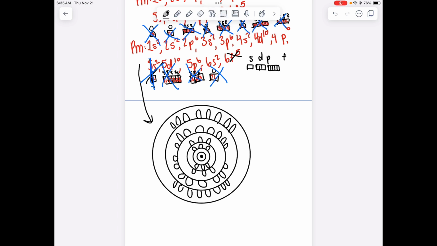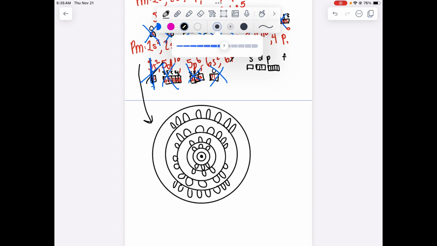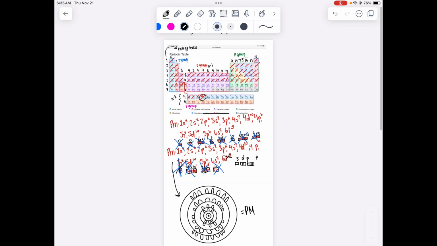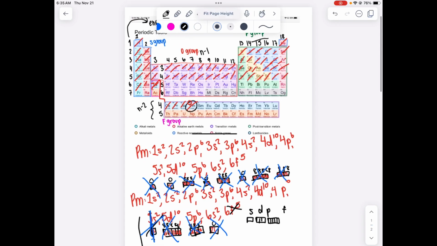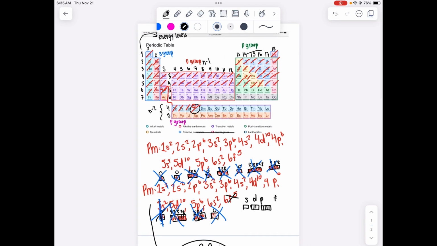So that's pretty much it, and that's the orbital and how to find the electron configuration of promethium. That's it. Ta-da! We're done. Bye.